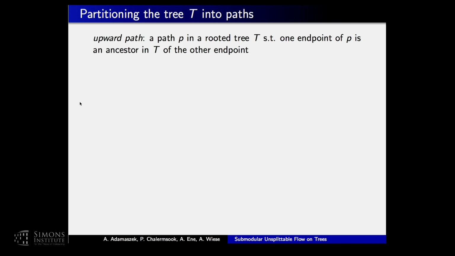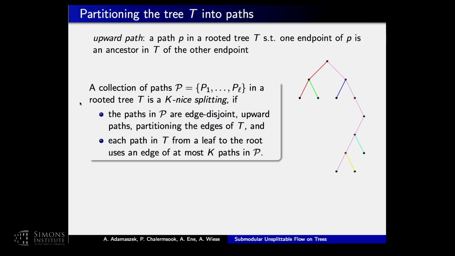And now we will partition the tree into paths. So let us define an upward path. In a rooted tree, we say that a path is upward if one of the endpoints of the path is an ancestor of the other endpoint. So that's an example. We have a tree, and every color corresponds to a path. And you can see that every path is an upward path.